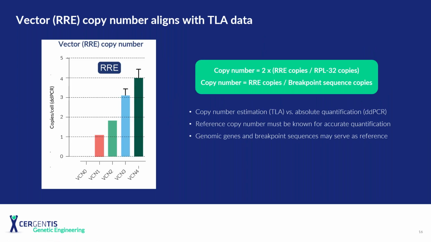In the graph here, you can see that expected copy numbers were detected in all cell lines using the ddPCR method. So same as with TLA results, we haven't detected any vector copy numbers in the VCN0 sample, and 1, 2, 3, and 4 vector copy numbers in tested samples. So I would like to highlight that the reference copy number must be known for accurate quantification. And both genomic genes and breakpoint sequences may serve as a reference.